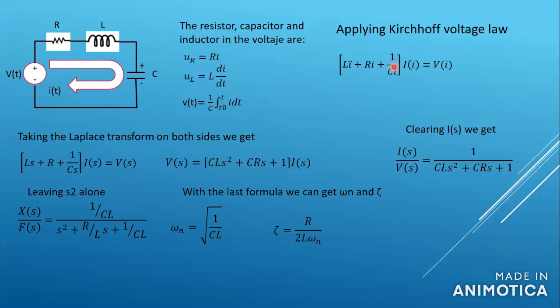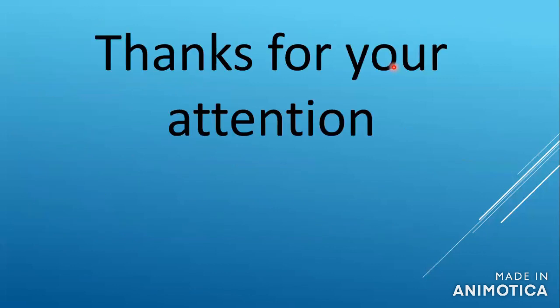And for zeta, the original equation is 2 zeta omega n equal R over L, but I already cleared it, as I said in the last example, to be easier. So this zeta can be simplified a lot more. So zeta is going to be equal to R over 2 times the square root of L over C. And that's all. Thanks for your attention.